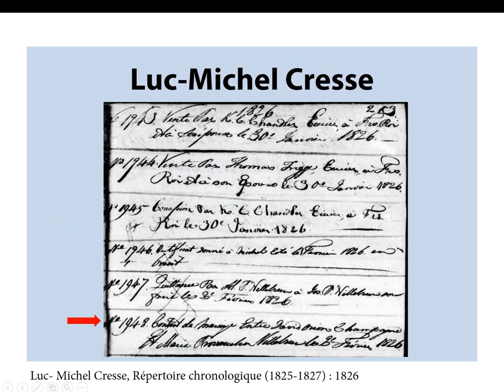So I looked first at the repertoire of Luc Michel Cress, which was on Banque, and I browsed to the year 1826. And lo and behold, here we have the marriage contract of David Champagne and Marie Villebrun, which was recorded 2 February 1826. So just a few days before they're getting married. And on the left here, we can see that it's going to be Act number 1948. Again, very important to understand what the number of the act is.